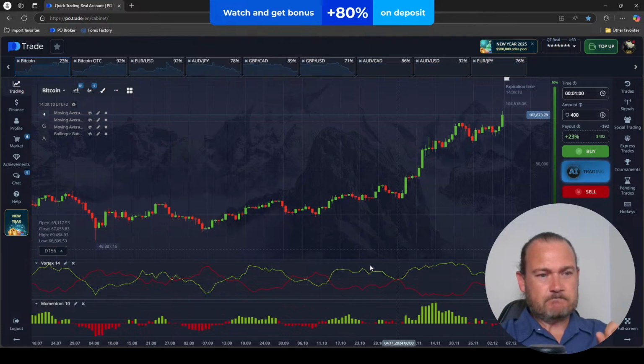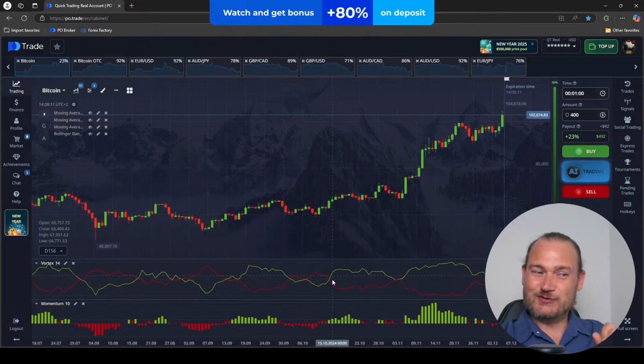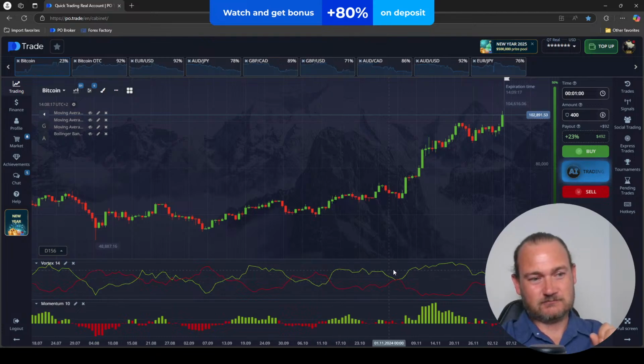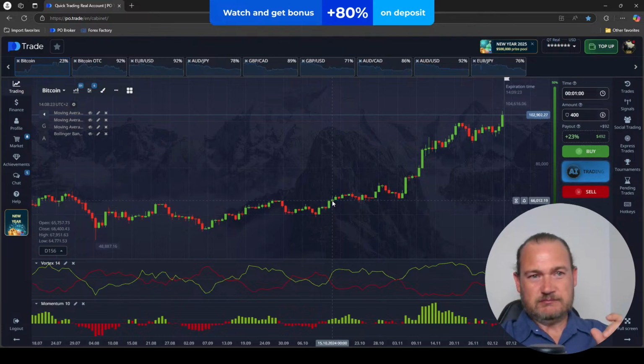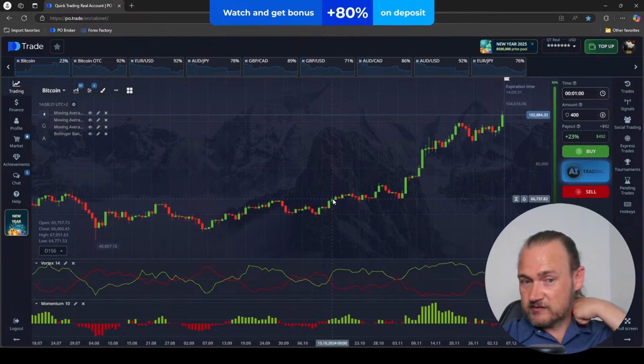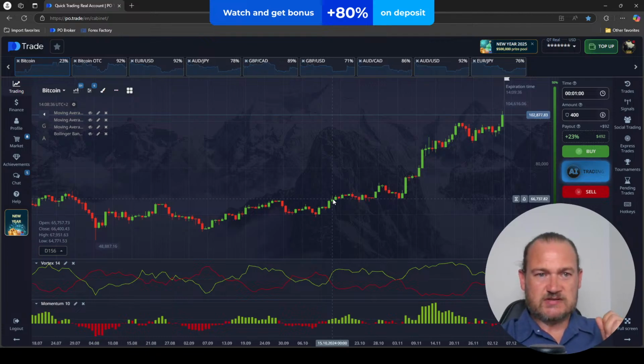But if you took a buy on this cross here with the Vortex indicator, you would have had a very, very nice trade. This would have been on Bitcoin when Bitcoin was around 66,000. This would have been a nice trade in a fairly short period of time as well. This was from the 15th of October, so it's less than 2 months, and Bitcoin almost doubled.